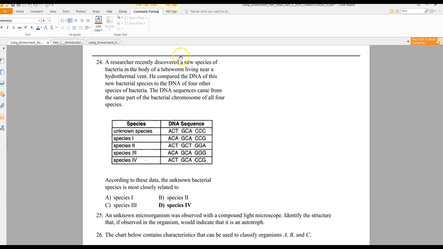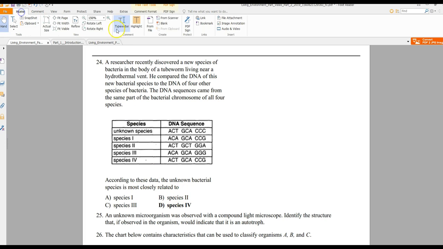A researcher recently discovered a new species of bacteria in the body of a tube worm living near a hydrothermal vent. He compared the DNA of this new bacteria species to the DNA of 4 other species of bacteria. The DNA sequences came from the same part of the bacterial chromosomes of all 4 species. Unknown species of bacteria. 4 of the known species of bacteria. According to these data, the unknown bacterial species is most closely related to who?